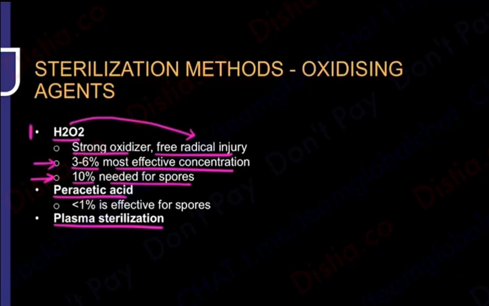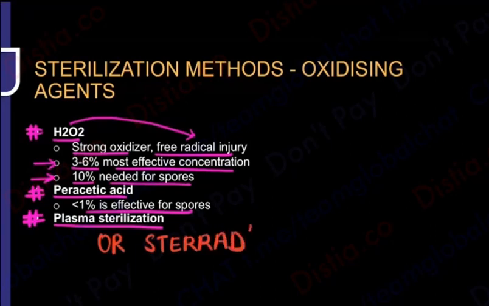Okay? Other than H2O2, we have peracetic acid, which is very, very effective. Even less than 1% can kill the spores. So that is important. And now comes the question that you're going to get. Plasma sterilization or STERAD. That is very, very important.